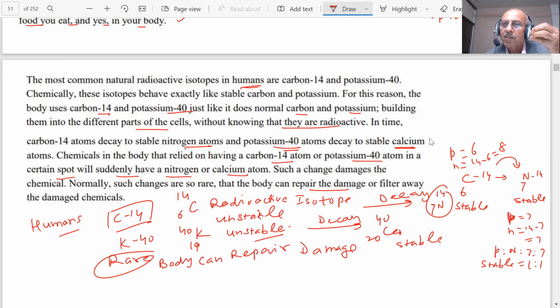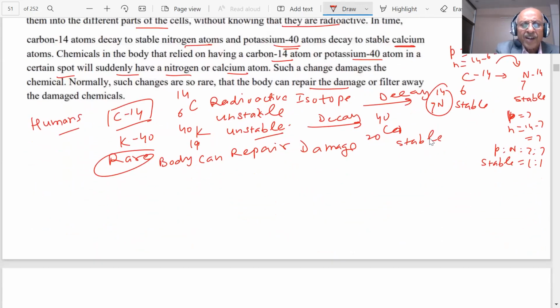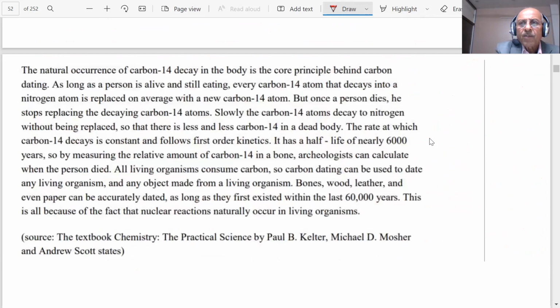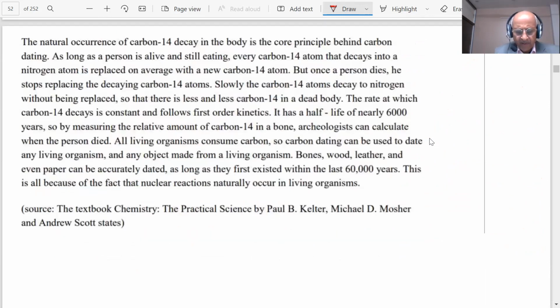When we are alive, when I'm living, no problem. What is happening? The carbon is being converted into nitrogen, more stable, because this carbon 14 is a radioactive isotope, is unstable. Potassium 40 is radioactive, is unstable. It is decaying into more stable. This is Ca, calcium. Ca is calcium, students. Okay, we are trying to understand everything. Very interesting, very knowledgeable paragraph.